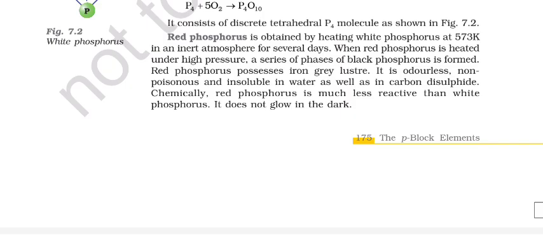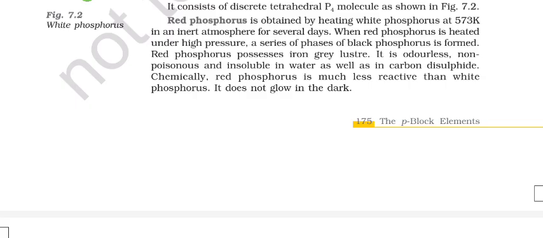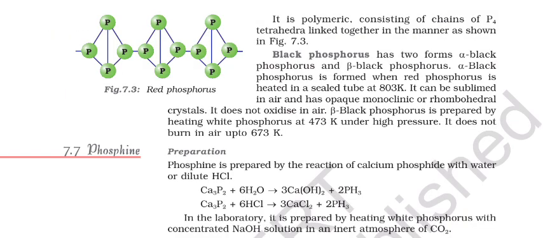Red phosphorus is obtained by heating white phosphorus at 573 Kelvin in an inert atmosphere for several days. When red phosphorus is heated under high temperature, a series of phases of black phosphorus is formed. Red phosphorus possesses an iron gray luster. It is odorless, non-poisonous and insoluble in water as well as in carbon disulfide. Chemically, red phosphorus is much less reactive than white phosphorus. It does not glow in the dark. It is polymeric, consisting of chains of P4 tetrahedra linked together in the manner shown in figure 7.3.